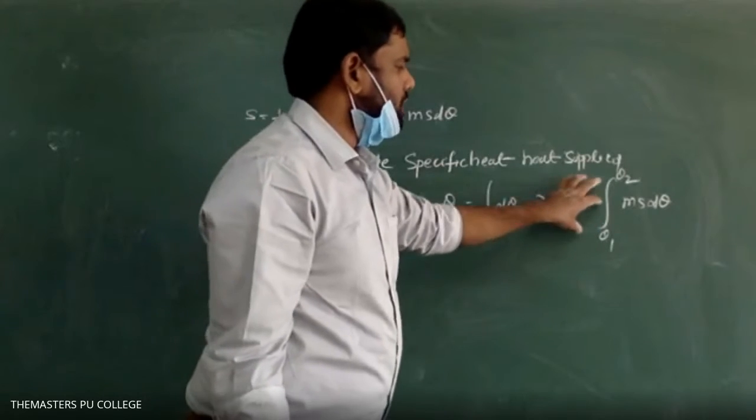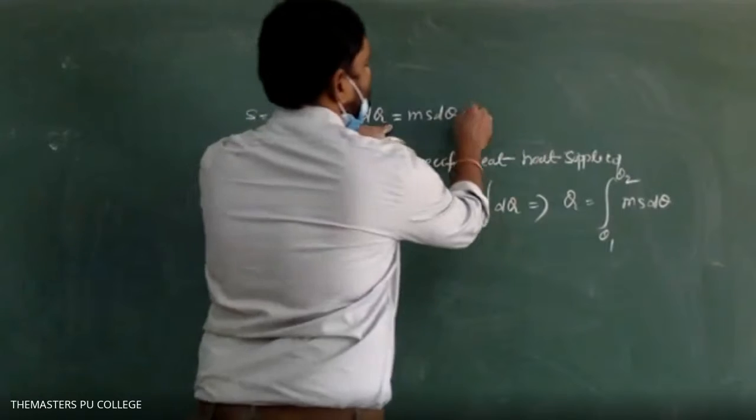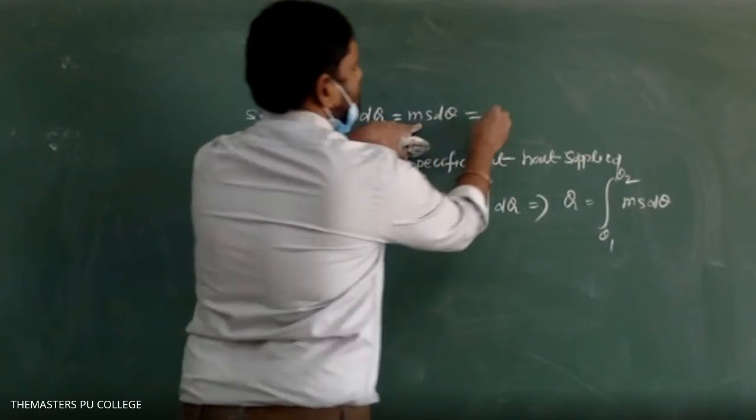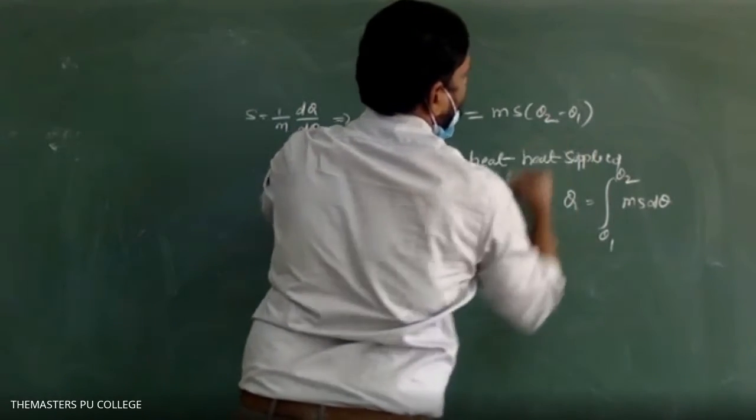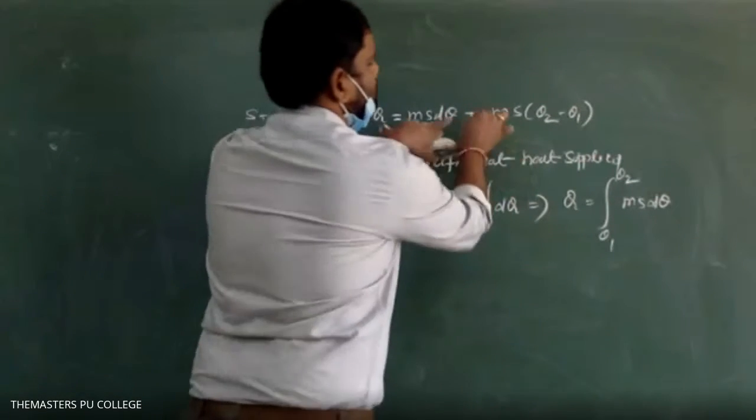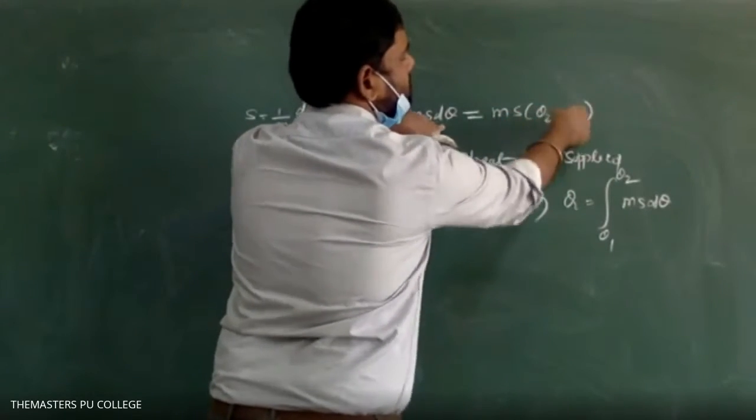So in case of variable specific heat we use integration. For constant specific heat, we can directly use this relation: dQ equals m S d theta, that equals m S of theta 2 minus theta 1. Heat required to raise the substance temperature from theta 1 to theta 2 is m S of theta 2 minus theta 1.